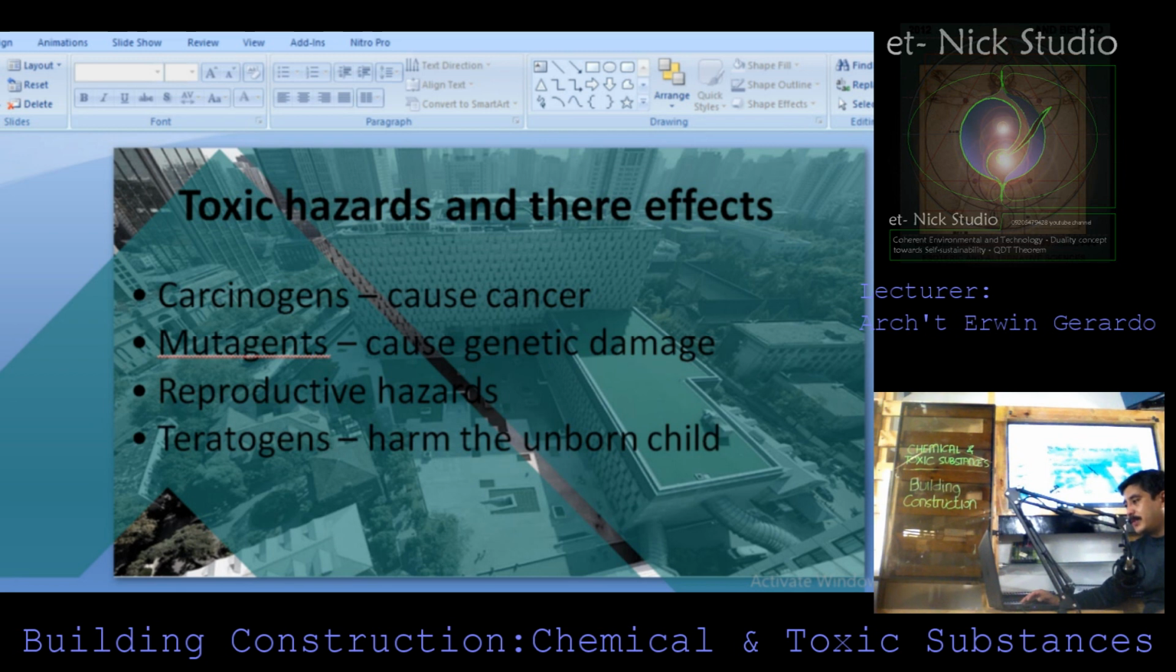Toxic hazards and their effects. Carcinogens cause cancer. Mutagens cause genetic damage. Reproductive hazards. Teratogens harm the unborn child.